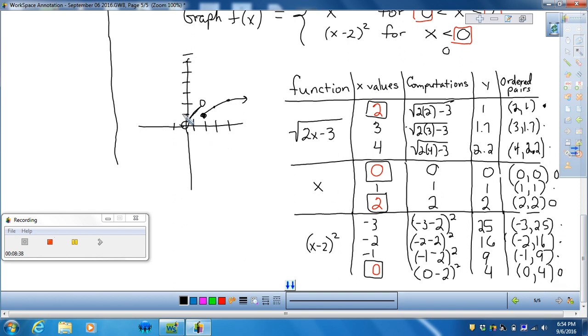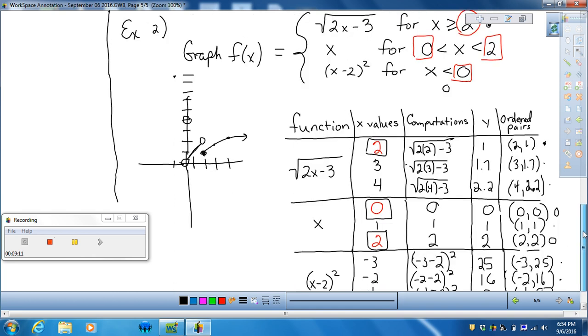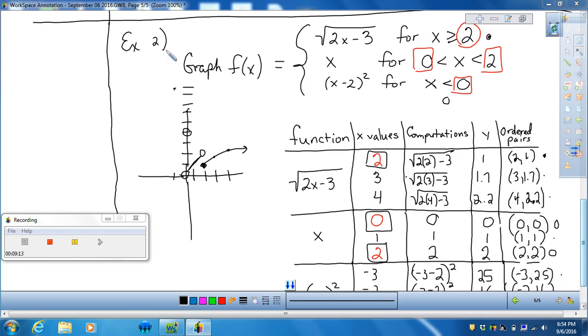0, 4 is on the y-axis at 1, 2, 3, 4, open circle. The next one, -1, 9. If we go up 1, 2, 3, 4, 5, 6, 7, 8, 9, and we're over -1, that's going to be a regular point. And then you'll notice that -2, 16 is going to be way up there, like way up here on the graph.